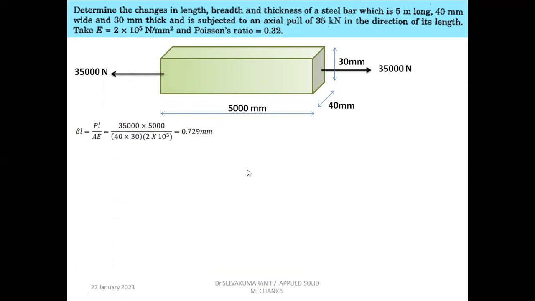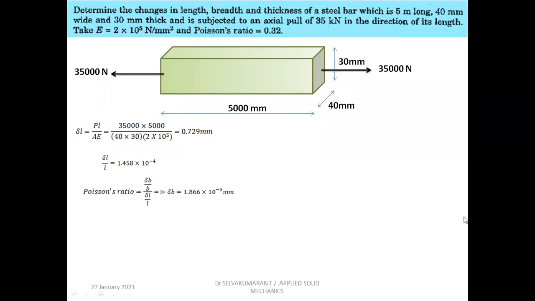Then delta L is nothing but PL by AE. P is the force, L is the length, and this is the area 40 into 30, and E is the Young's modulus. We get 0.729 millimeter, and delta L by L is nothing but the strain, 1.458 into 10 power minus 4. Poisson's ratio is equal to lateral strain divided by linear strain. So delta B by B divided by delta L by L. Delta B I will find out. Poisson's ratio is 0.32. Delta L by L is given in the problem, and B is also given in the problem. Just multiply it. You get delta B, change in breadth, to be 1.866 into 10 power minus 3 millimeter.